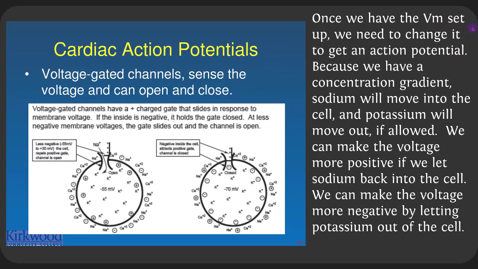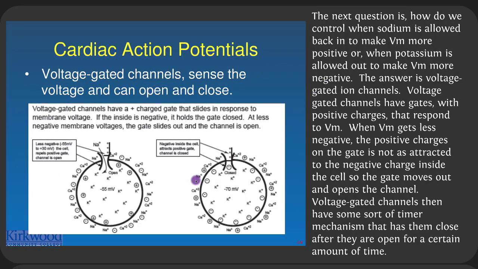Once we have the VM set up, we need to change it to get an action potential. Because we have a concentration gradient, sodium will move into the cell, and potassium will move out if allowed. We can make the voltage more positive if we let sodium back into the cell, because it's going to follow its concentration gradient, move into the cell, and make the inside of the cell more positive. Or, because of the concentration gradient, if we let potassium out, potassium will leave the cell, take a positive charge with it, and that'll make the inside of the cell more negative. So you can start to see the action, and the action potential is to change the voltage to positive by letting sodium in, or to negative by letting potassium out.